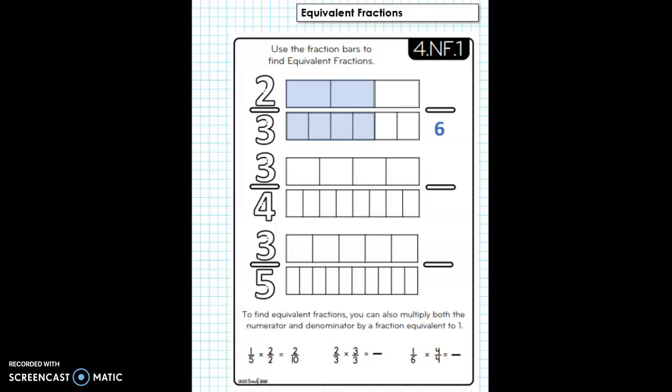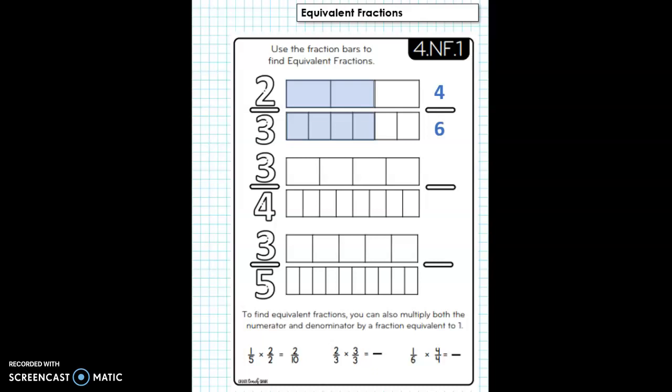Then I can count my pieces. There are 4 pieces shaded in, so my new numerator is 4. I can also get that number by just simply multiplying 3 times 2 for the 6 and 2 times 2 for the 4. We're going to repeat that process with 3/4.